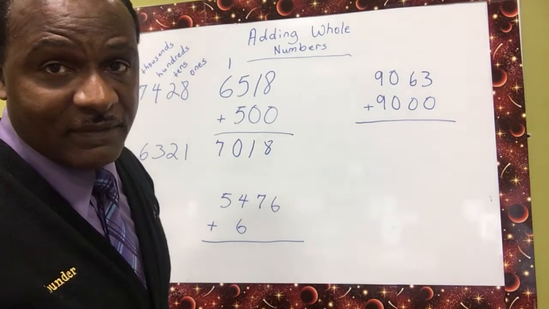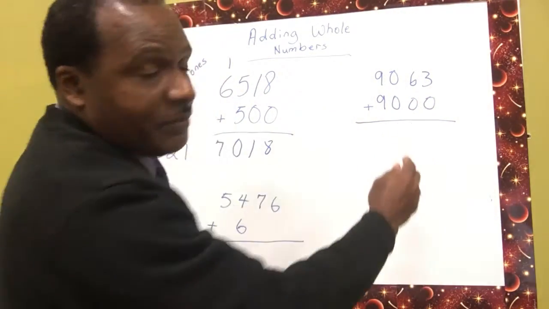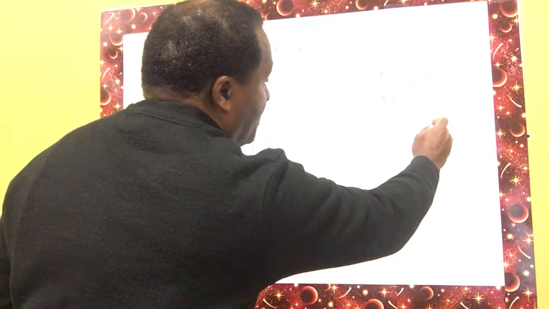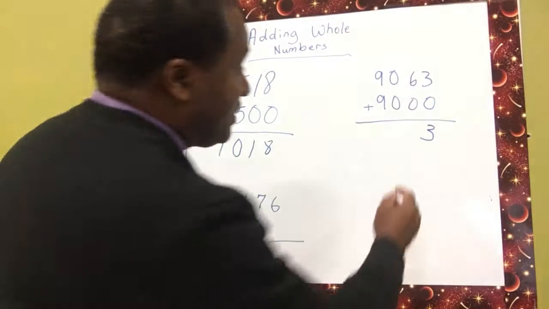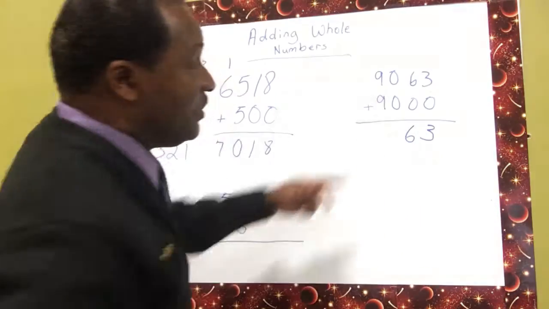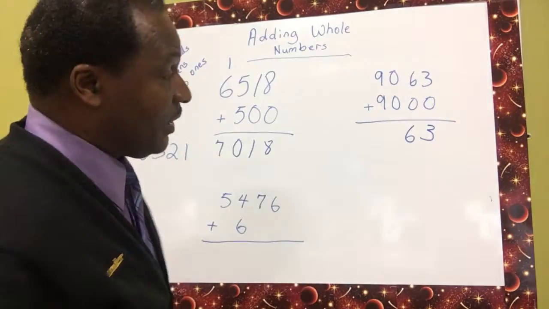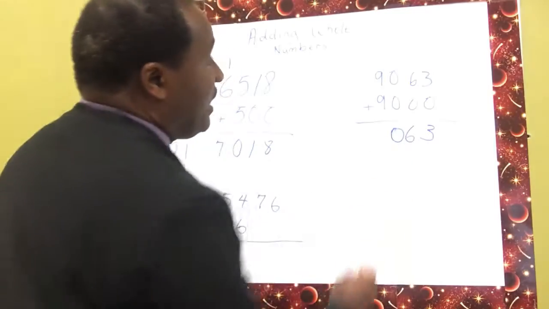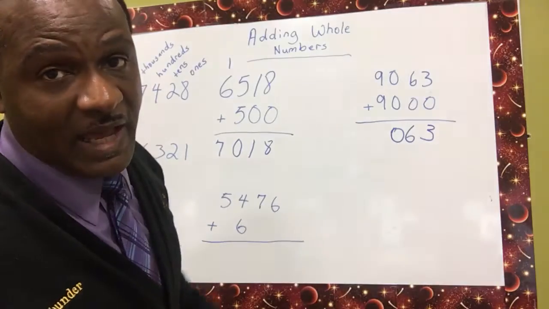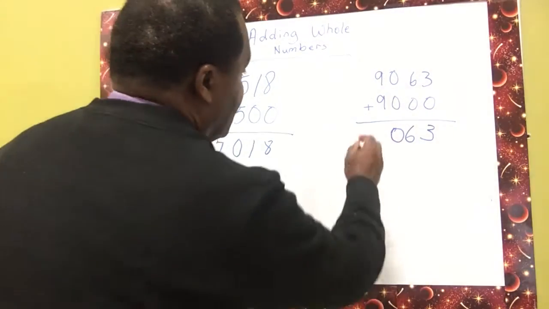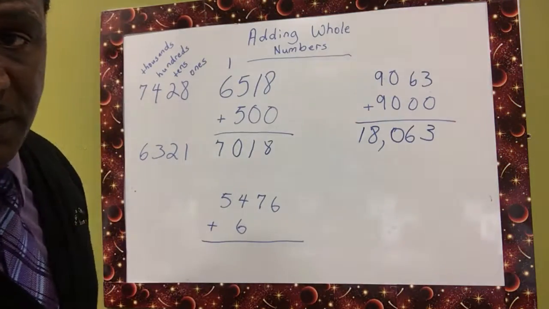I'm going to add these numbers here. 3 ones plus 0 ones would be 3. 6 tens plus 0 tens would be 6. And do I have any hundreds? No, I don't. So I have no hundreds here. And 0 plus 0 would be 0. How many thousands do I have here? I got 9,000 here and 9,000 here. 9 plus 9 equals 18. So I'm going to just put the entire number there. So this number is going to be 18,063.